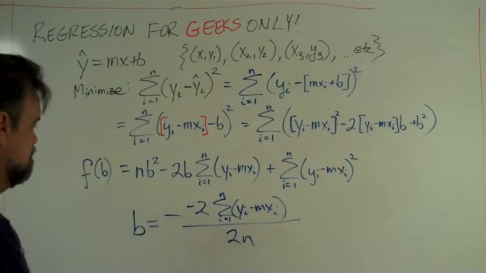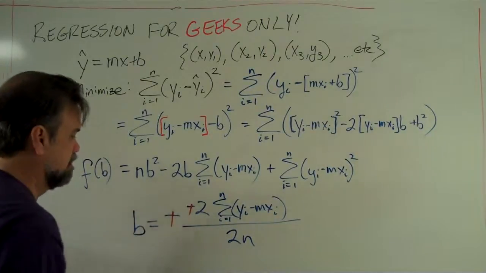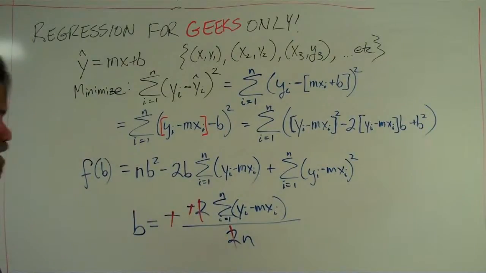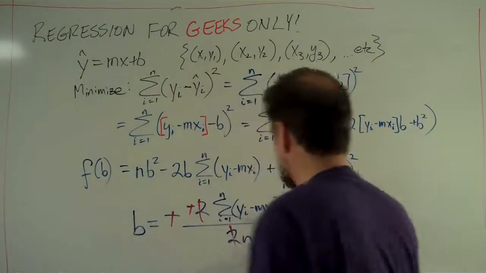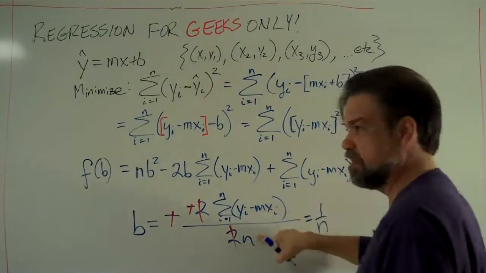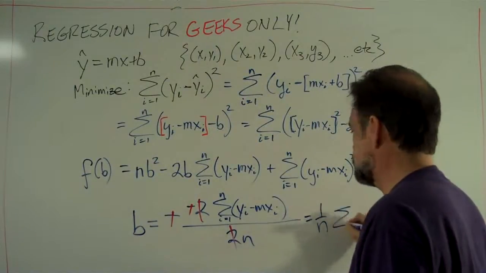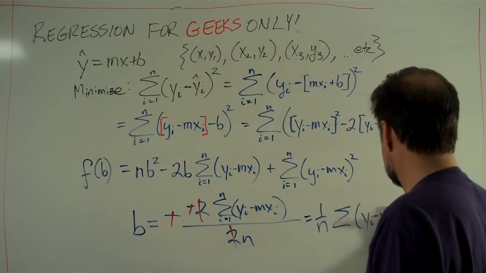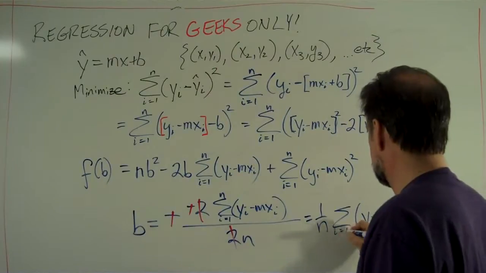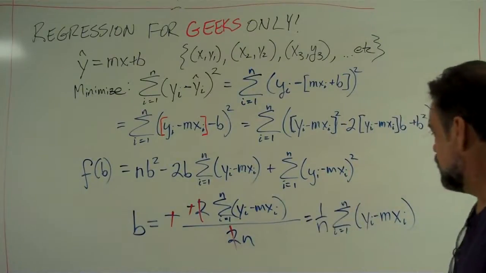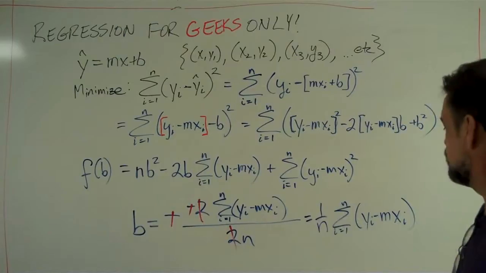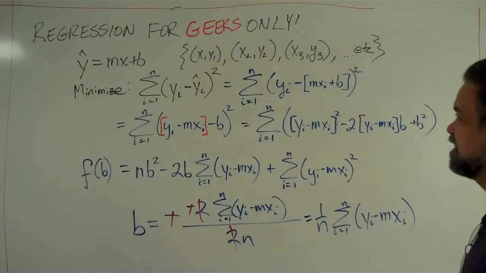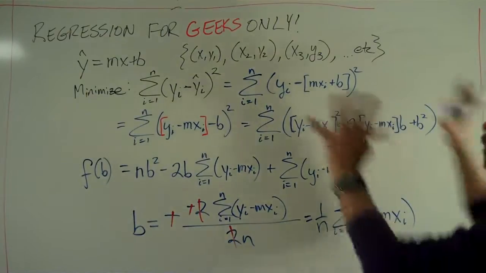Well, let's see. Negative, negative, that goes away. 2 over 2, that goes away. And what I'm left with is 1 over n, that's my denominator, times the sum of yi minus m times xi, i goes from 1 to n. And I think I can fit this in. Actually, I don't think I can fit it in. Okay? So let me just erase this for a second.